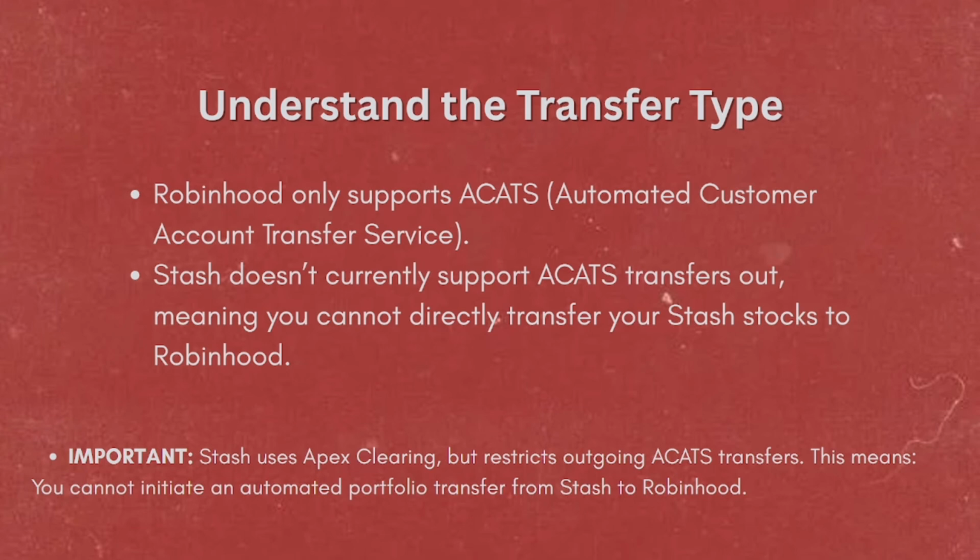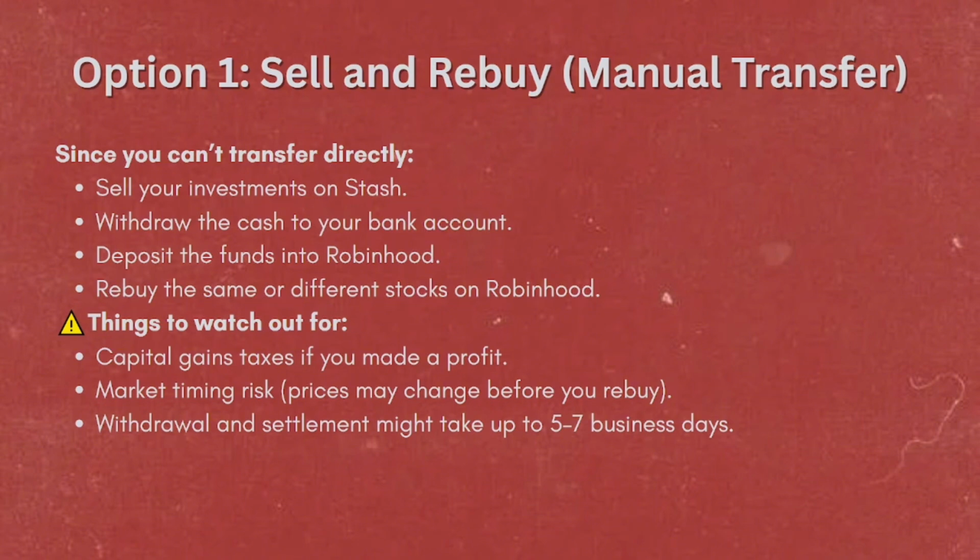Stash doesn't currently support ACATS transfers out, meaning you cannot directly transfer your Stash stocks to Robinhood. Just an important note that Stash uses Apex Clearing but restricts outgoing ACATS transfers. So this means that you cannot initiate an automated portfolio transfer from Stash to Robinhood. But here we have two options.